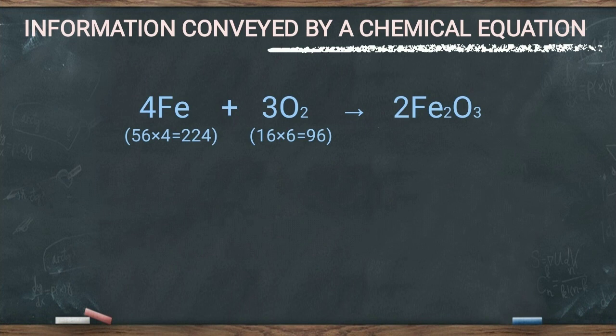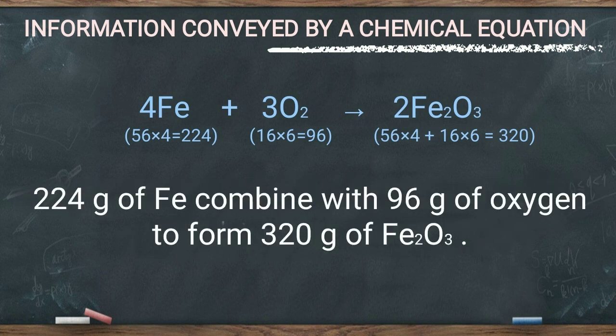In this reaction on the product side, we have 2Fe2O3, in which we have 4 atoms of iron and 6 atoms of oxygen. So the mass of the product is equal to 56 multiplied by 4 plus 16 multiplied by 6, equal to 320 units. So this chemical equation represents that 224 grams of iron combined with 96 grams of oxygen to form 320 grams of ferric oxide.